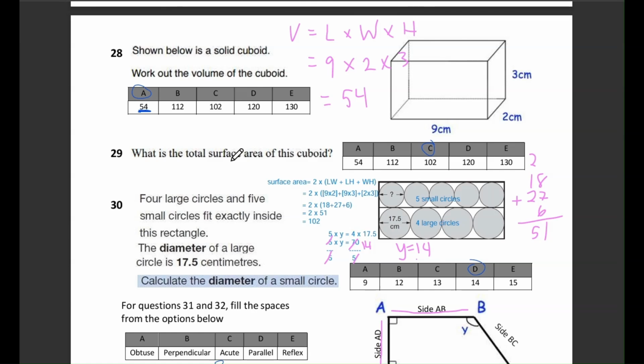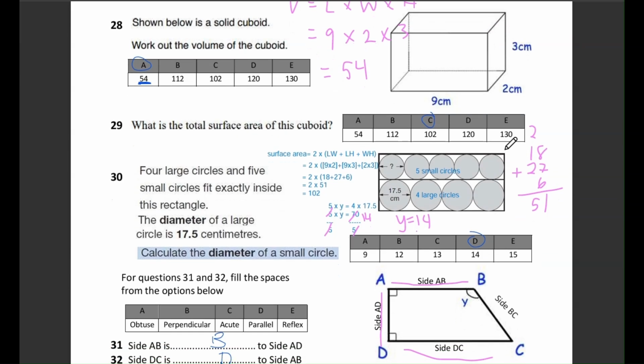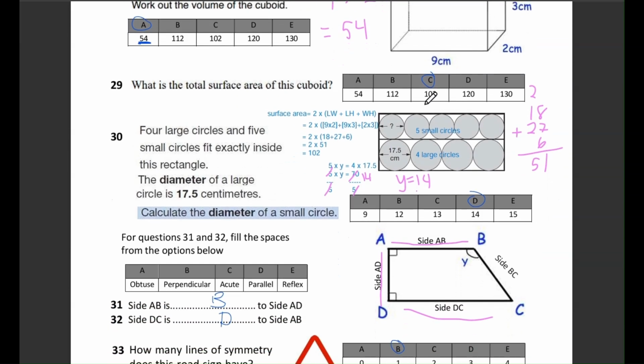Remember, because we are working with volume, we call it cubic centimeters. Question 29. Now let's use the same cuboid, but this time we need to find its total surface area. Surface area is the total area of all the faces of the 3D shape. Our multiple choice answers are A, 54, B, 112, C, 102, D, 120, and E, 130. The correct answer is C, which is 102.